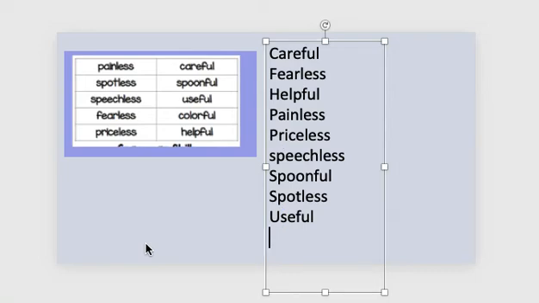I'm still missing one. Do you see it? 1, 2, 3, 4, 5, 6, 7, 8, 9. I'm missing one, boys and girls. Painless, spotless, speechless, fearless, priceless, careful, spoonful, useful. I miss colorful. Look, way back at the beginning.